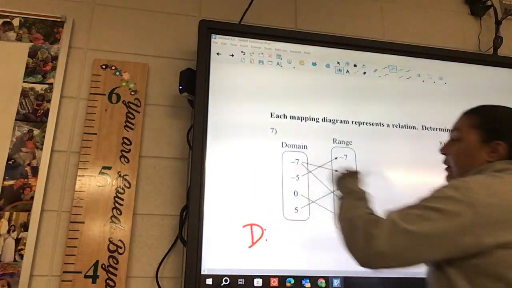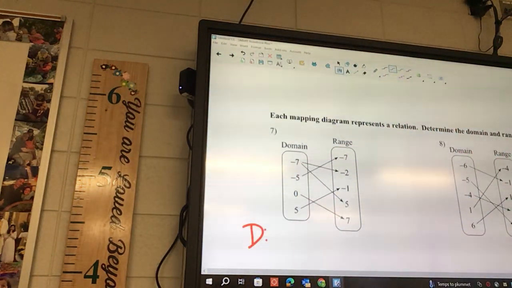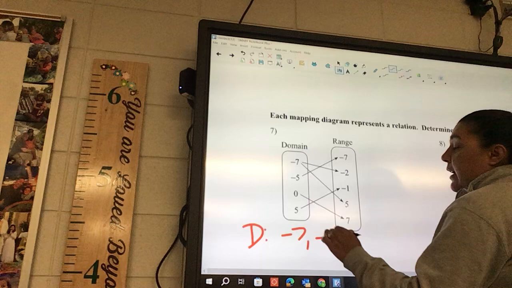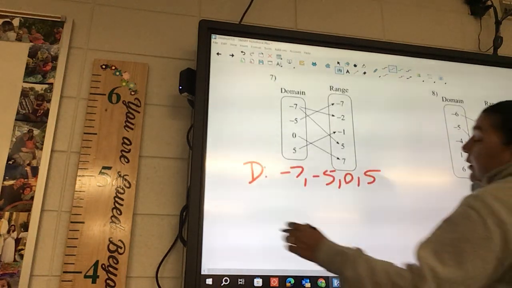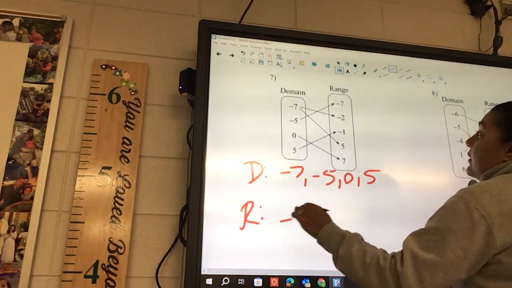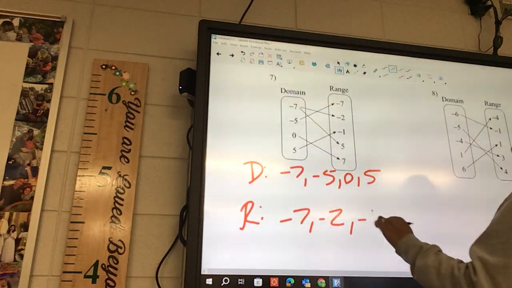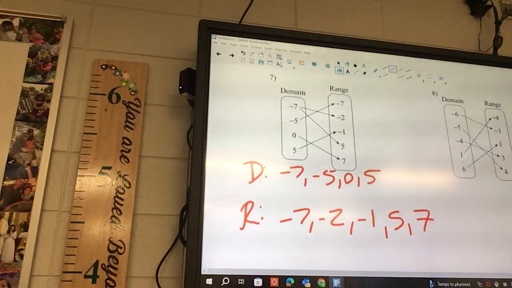Okay, what's it mean when it has 2 arrows, though? It's twice, but how many times did we write it down? Only once. My domain is gonna be -7, -5, 0, and 5. The range is gonna be -7, -2, -1, 5, and 7.